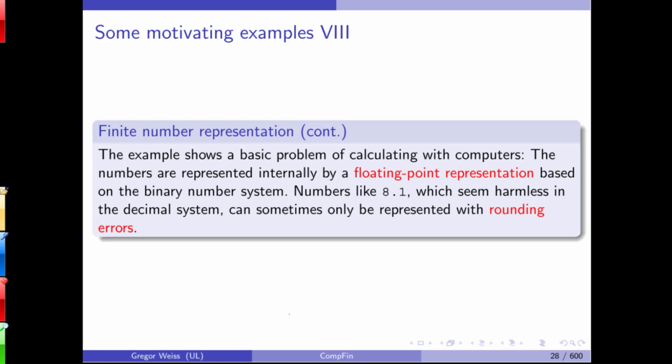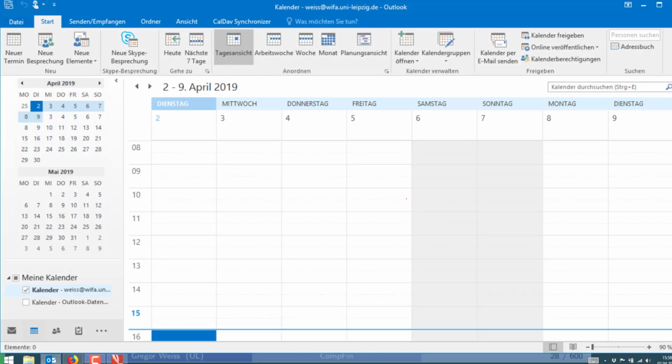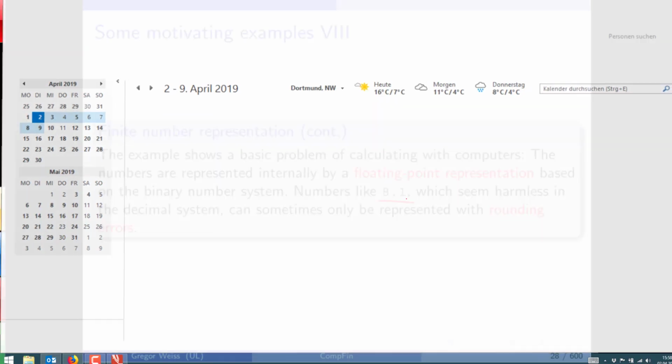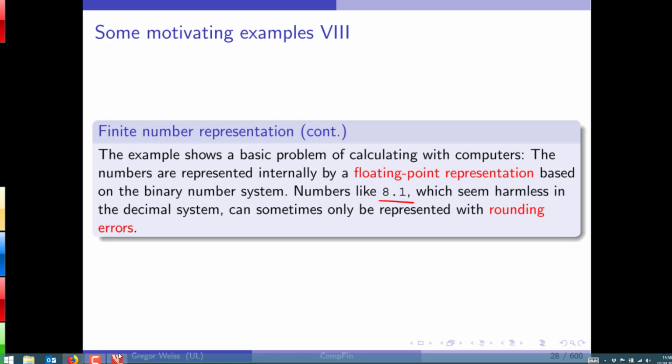And then what happens? 8.1 is transformed into the binary system. In the binary system, 8.1 does not have a finite but an infinite representation. And an infinite representation needs to be cut off at some point because the computer, in German I usually say, Computer kann nicht unendlich. Ja? Unendlich kann der Computer nicht. The computer cannot, and we as well, we cannot handle infinity.